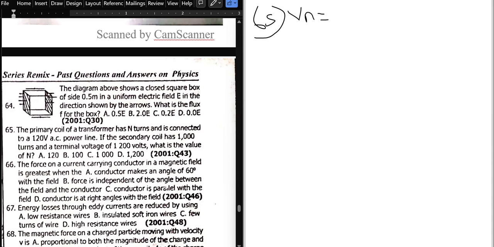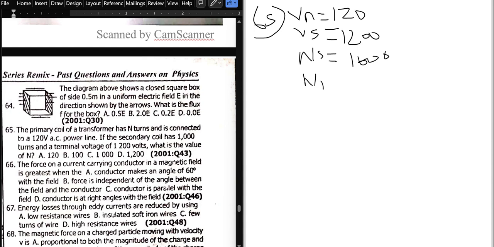That is primary voltage. Primary voltage is 120. Secondary voltage is 1200. Secondary turn is 1000. Primary turn is what we are looking for. All right, so we are looking for primary turn. That's what we are looking for.